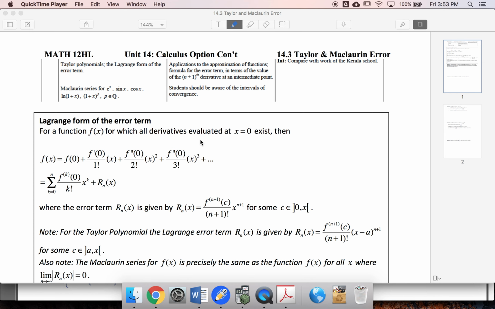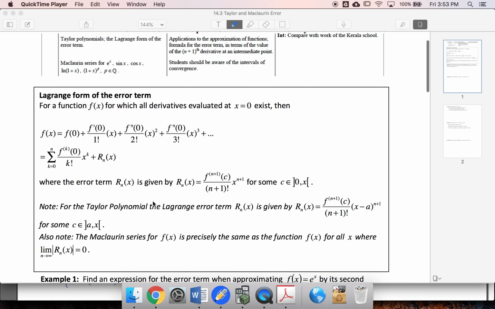It'll only be exactly equivalent if I continue to infinity. And if I stop part way, then I'm going to have some sort of error. So this error is given with this formula. We're saying that the error is going to be the value of the derivative calculated for some value c that's between 0 and our x value, where we're looking to approximate the function.